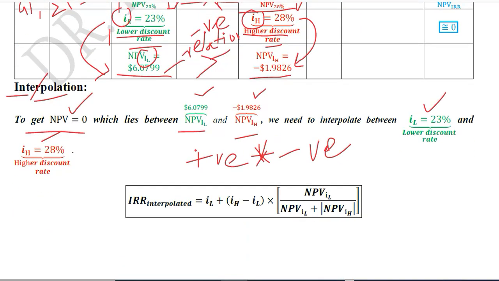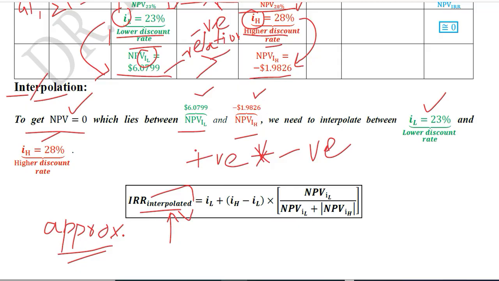So this is the formula that we will use: IRR interpolated. It is interpolated because the actual IRR, the true IRR, is not there. This is an approximation that we are using. So we must remember that this is a kind of approximation. It's not going to give us a precise answer. We will delve deeper into it in the second part of this topic.